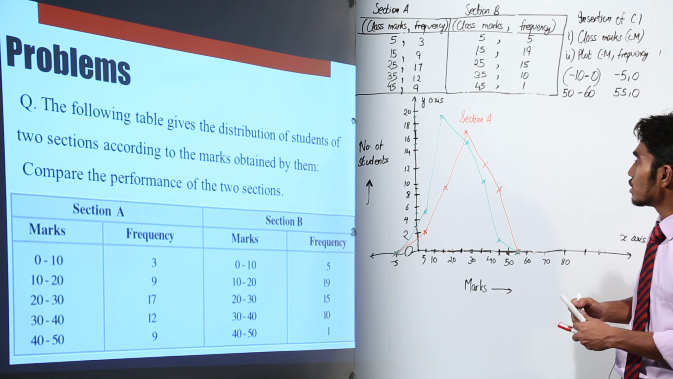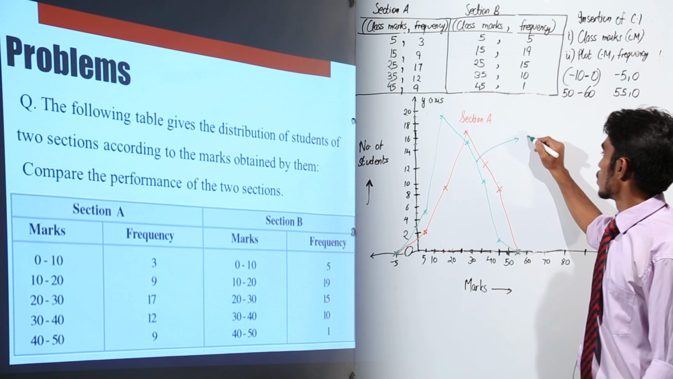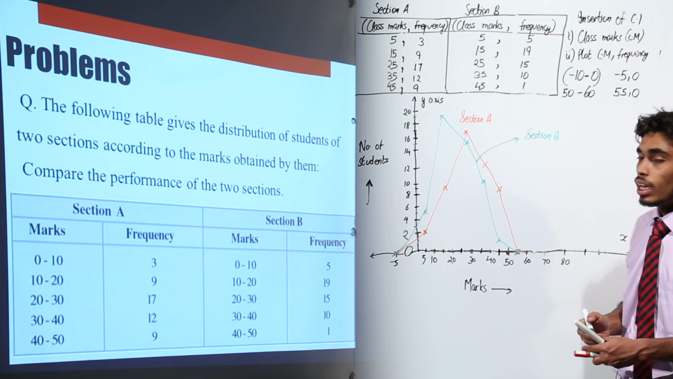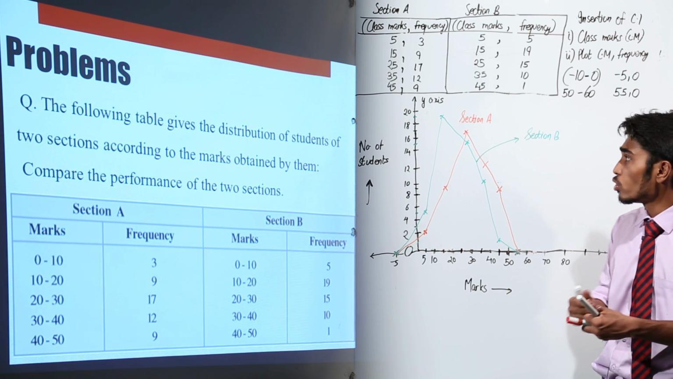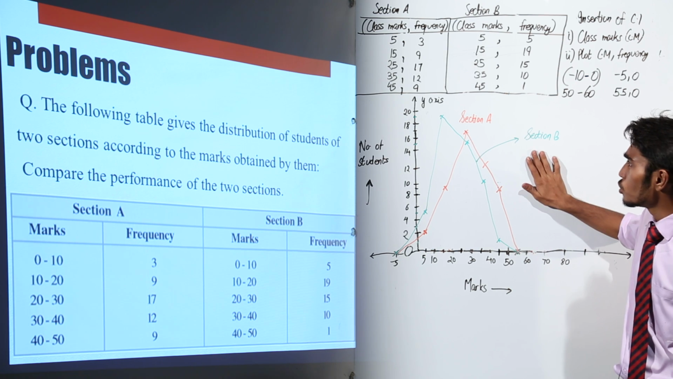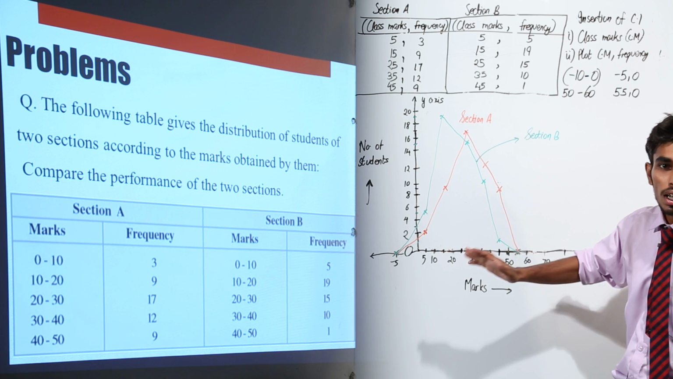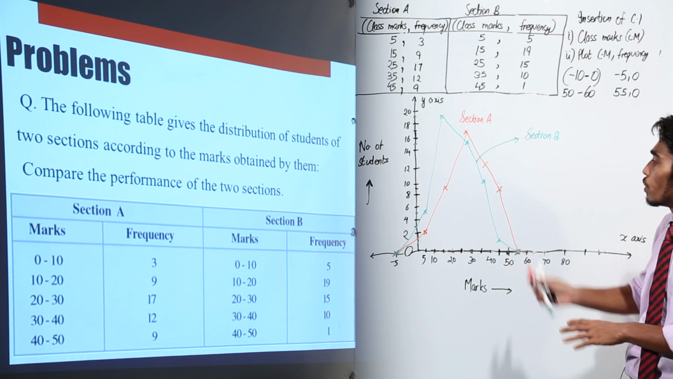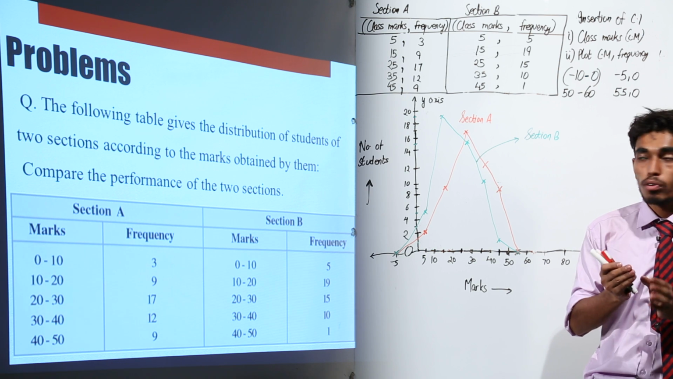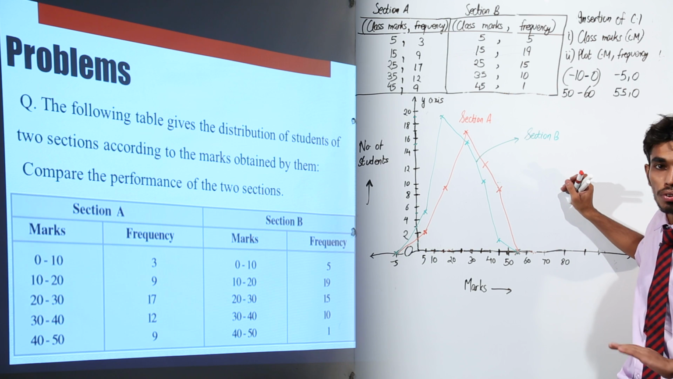Right. Now green stands for section B, right. As you can see, we have drawn the frequency polygon for section A as well as section B, and now it is very easy for us to compare the performance of both the sections, right. We can easily see the figures here and we can compare the performances. So the frequency polygon is mainly used when we need to compare the data for two different observations, right.